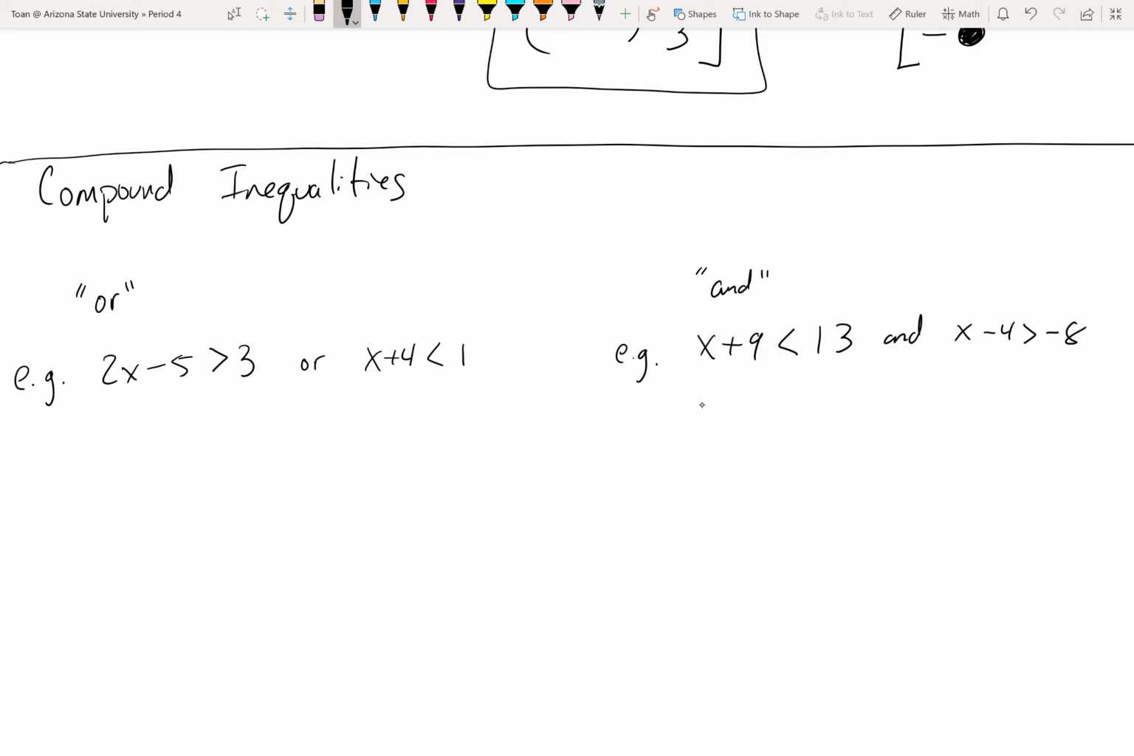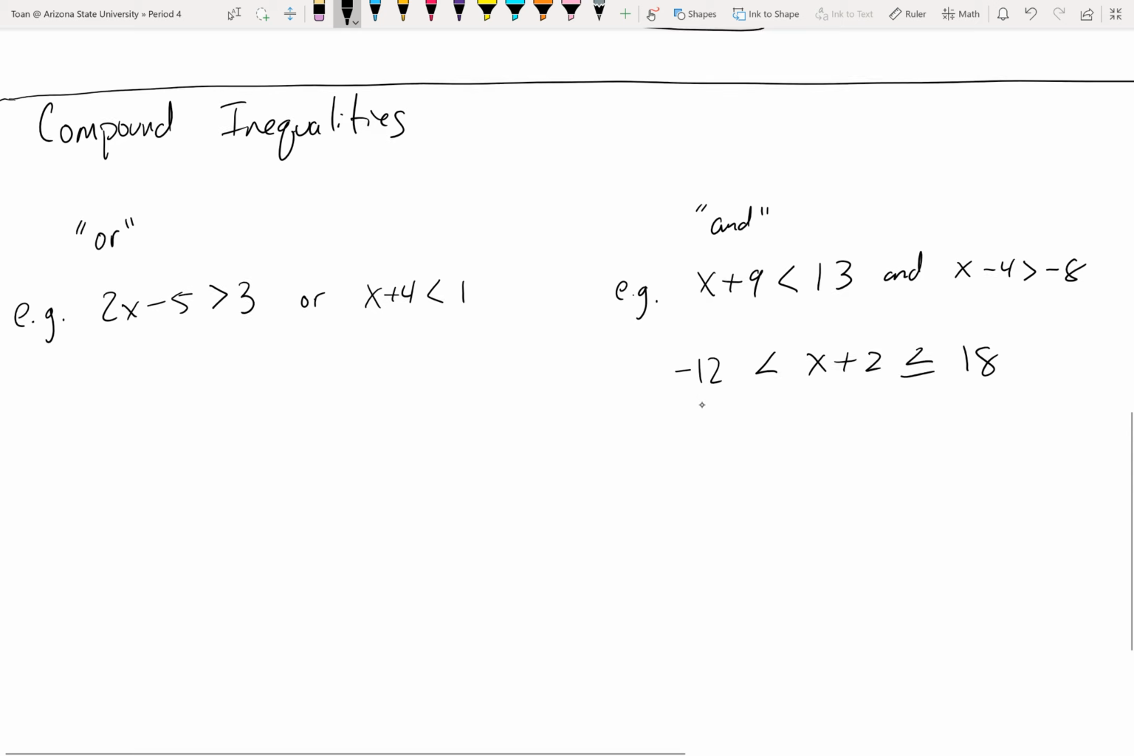However, most AND compound inequalities usually have the problems merged together, something like this. Negative 12 less than x plus 2 less than or equal to 18. You're more likely to see the second version of the AND rather than the first version, but both are possibilities. How the heck do we solve them?